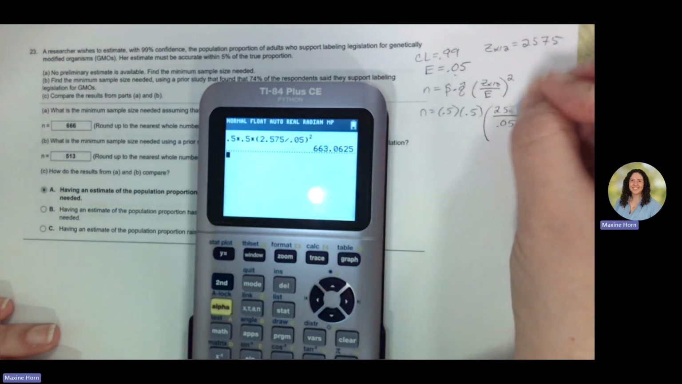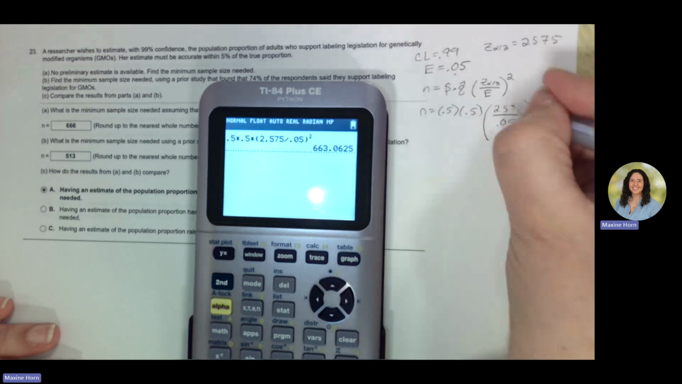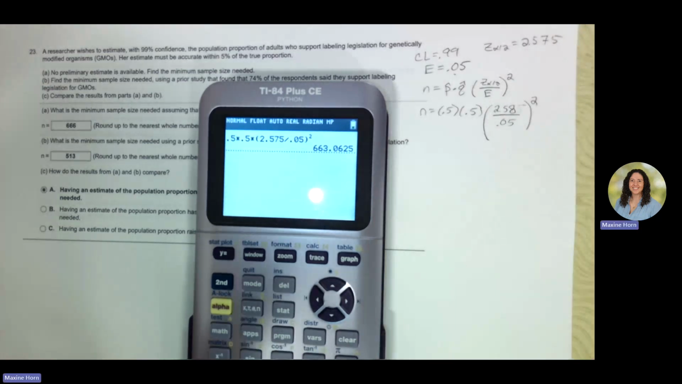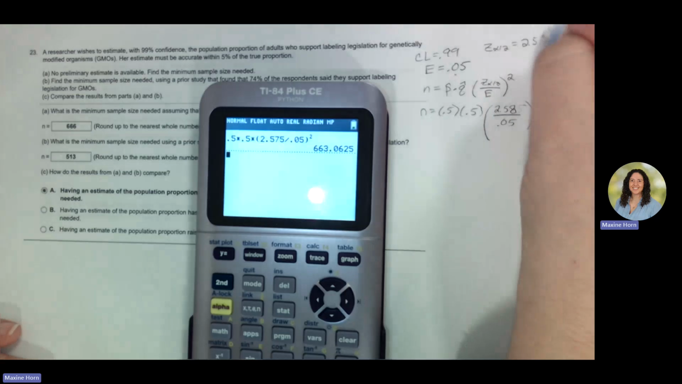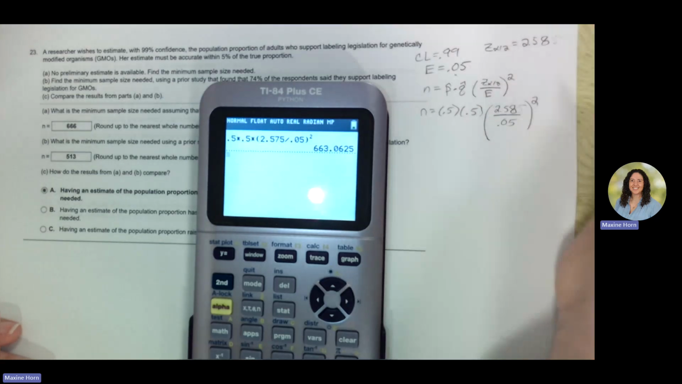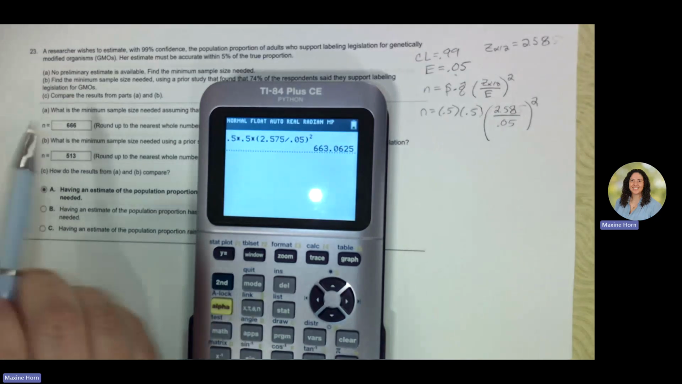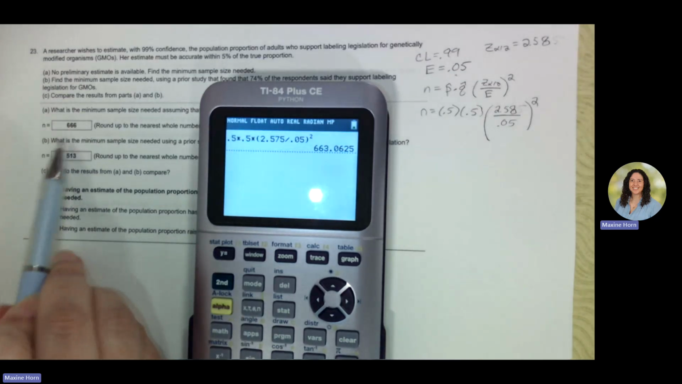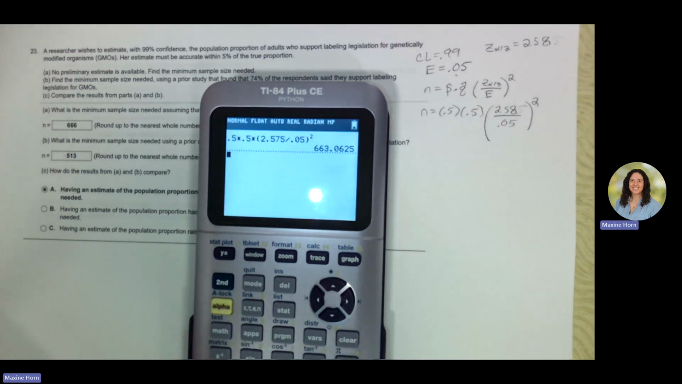You remember when I said earlier, if you're not getting the number that you want, take your z-score and go to just 2 decimal places. So let's go ahead and do that here, because you'll notice that they're saying that it's 666, and I got a slightly different number.